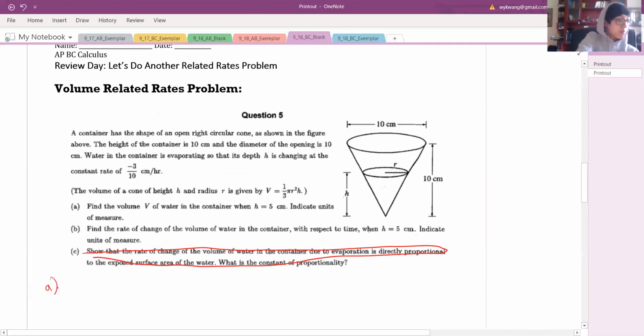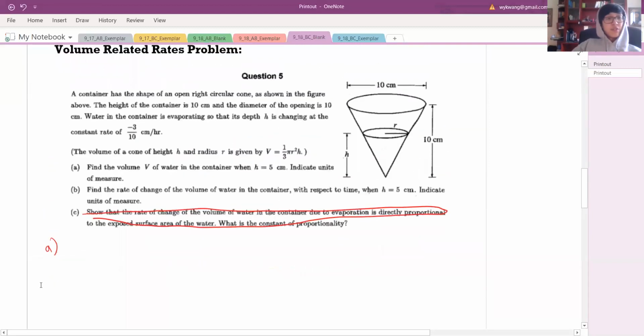Oh man, I think this problem would probably take honestly 20 minutes to work through, even if you're just doing it without talking. The first problem says, find the volume V of water in the container when H is equal to 5. Well, that's interesting. The first thing we notice is that this actually isn't asking for a rate. It's not saying find the rate of change for volume or the rate of water leaving. It's just saying find the volume V when H is 5.